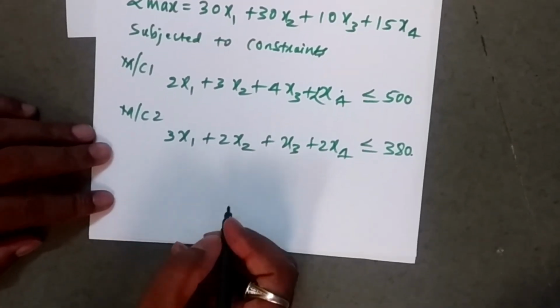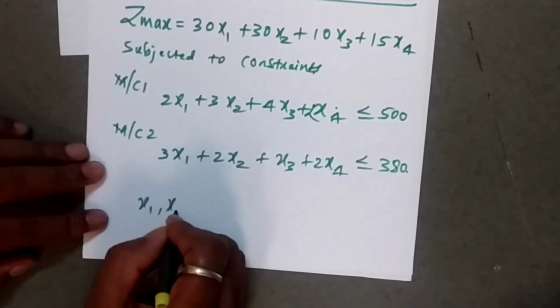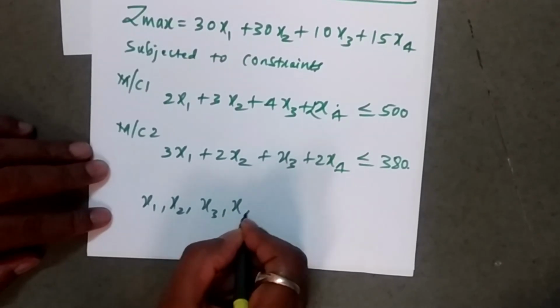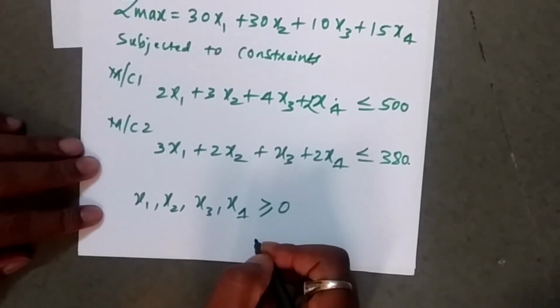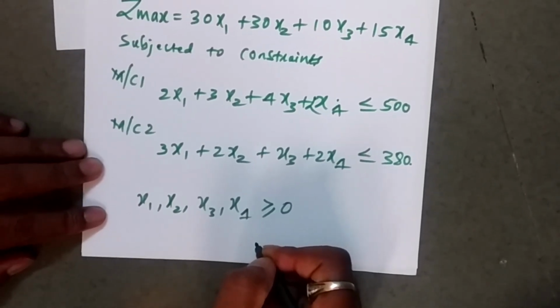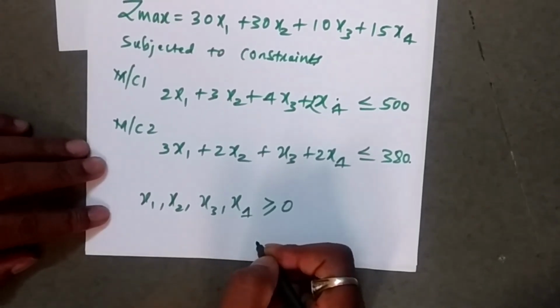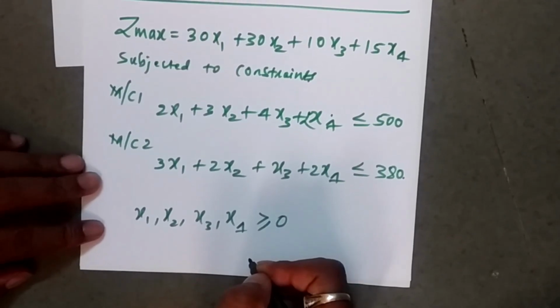And then the last one, the non-negative constraint: x1, x2, x3 and x4 should be greater than or equal to 0. They will not be negative. They will be either equal to 0 or more than that. So this is all about the formulation of the LPP problem.